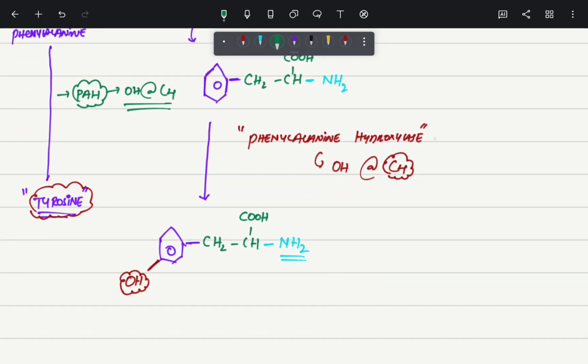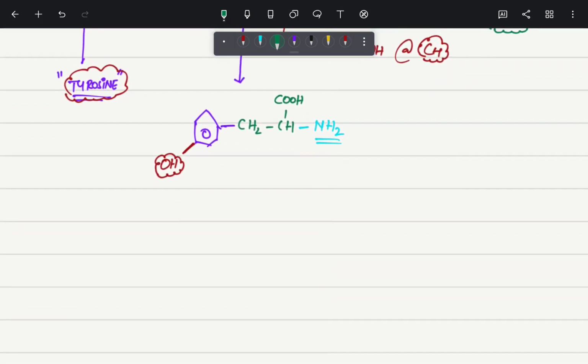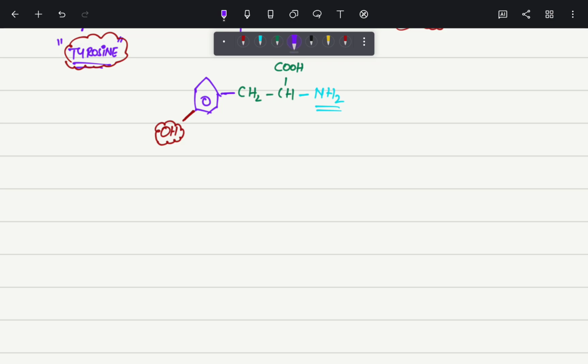Now another important thing that you have to notice is that deficiency of phenylalanine hydroxylase will cause a disease called phenylketonuria. Please remember this. Now this is the structure of tyrosine. Eventually this tyrosine will get converted into a compound called dopa.